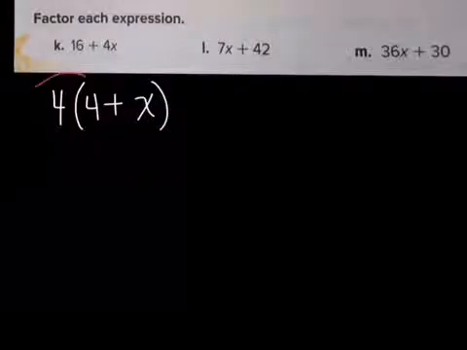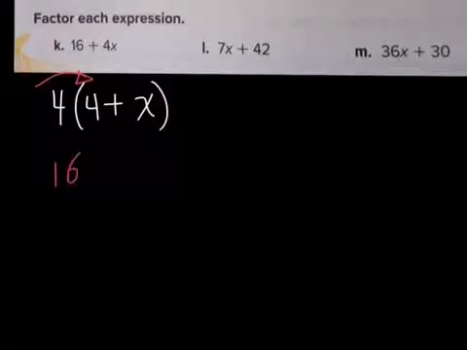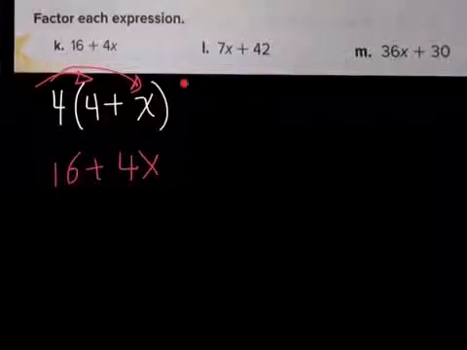But if I were to multiply 4 times 4, I get 16. And if I multiply 4 times x, I get plus 4x. So I just went backwards. Do you see that? Okay.